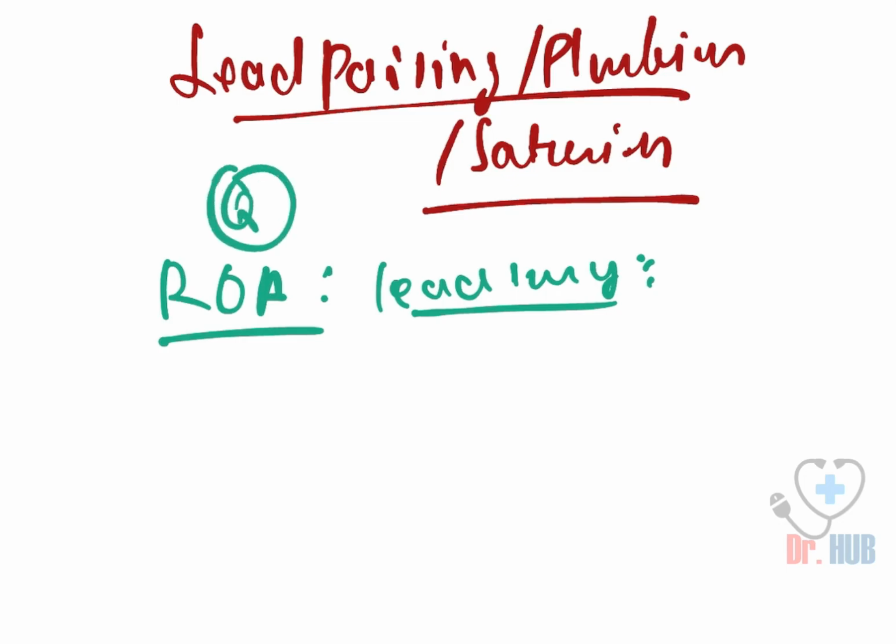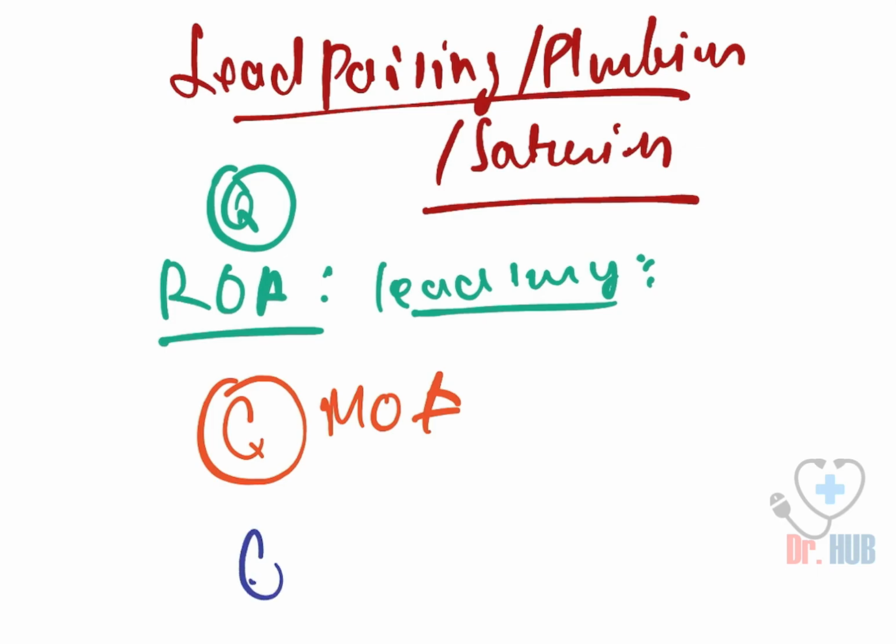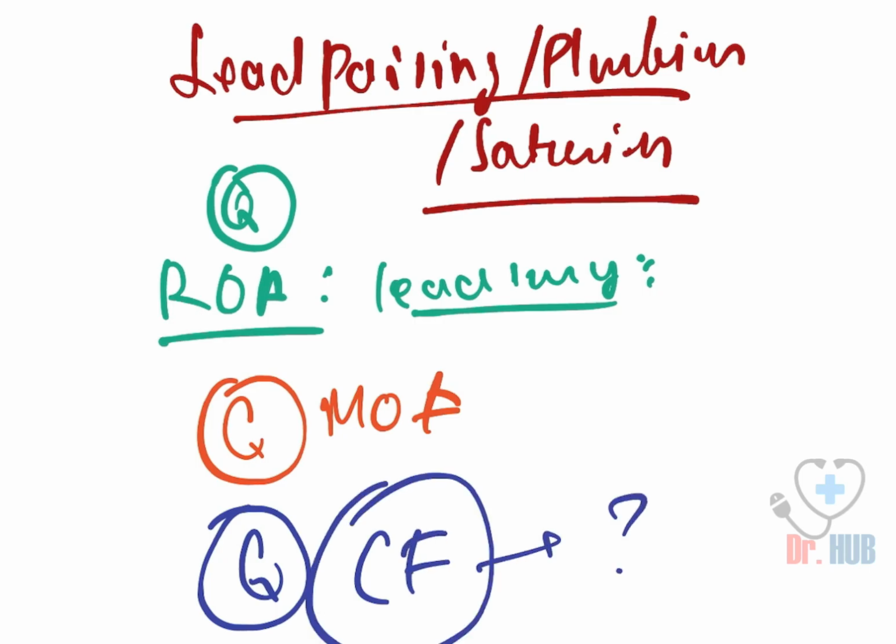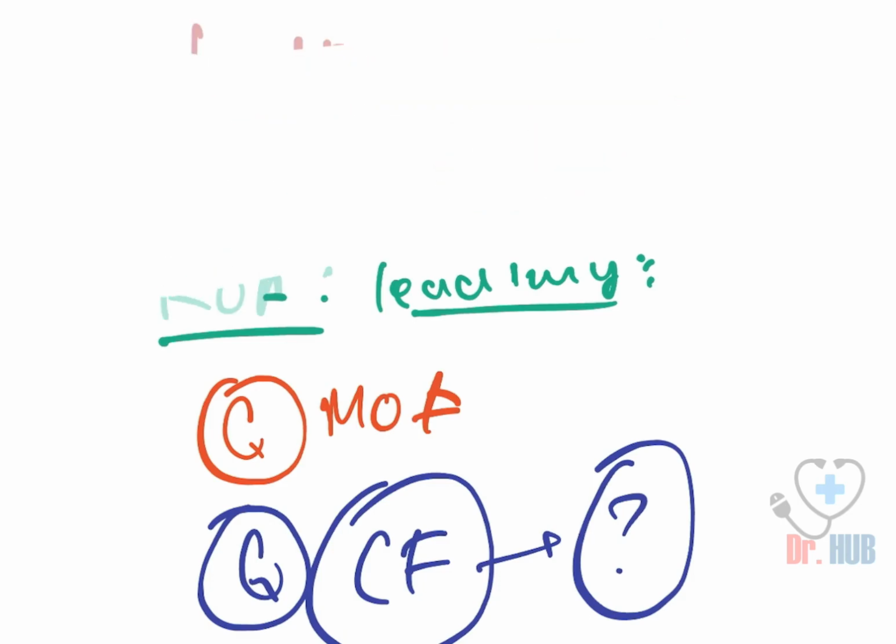And the next question being, what is the mechanism of action of lead poisoning? Thirdly, what are the characteristic findings, the clinical features of lead poisoning? So we'll find out the answers to these questions and learn in detail.